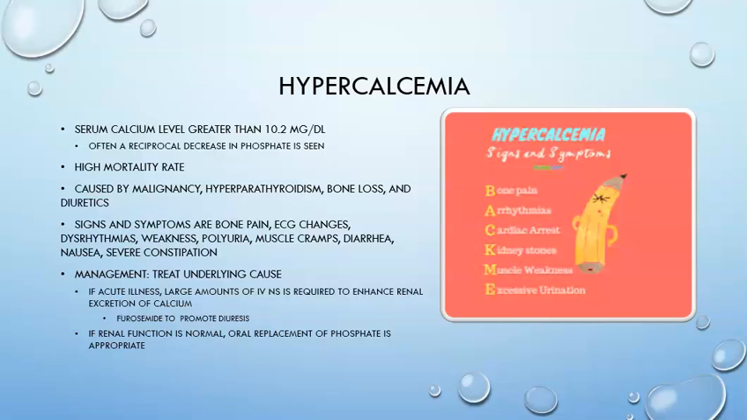These patients are going to have bone pain, so their joints and major bones are going to be sore, and they're going to complain of pain. You'll see EKG changes, so dysrhythmias. They'll be weak. They'll have excessive urine output, so polyuria, muscle cramps, and even diarrhea or nausea, or they could have severe constipation. So there's kind of a lot of different things that can be going on. And in order to determine that, we just need to monitor their blood levels.